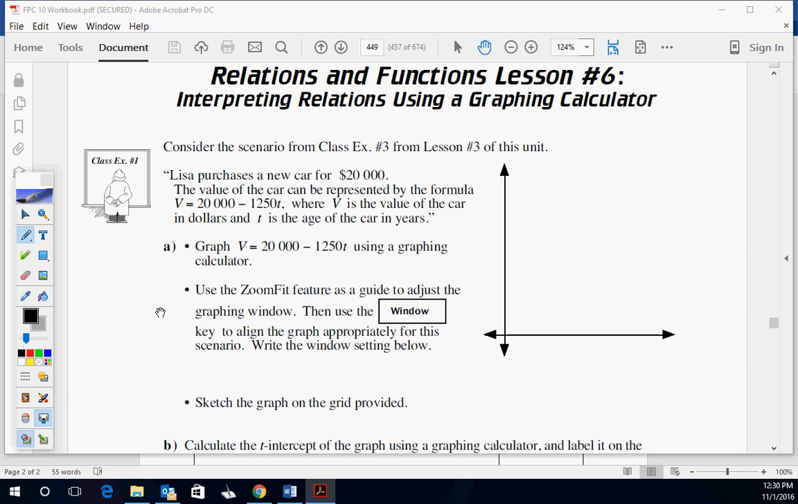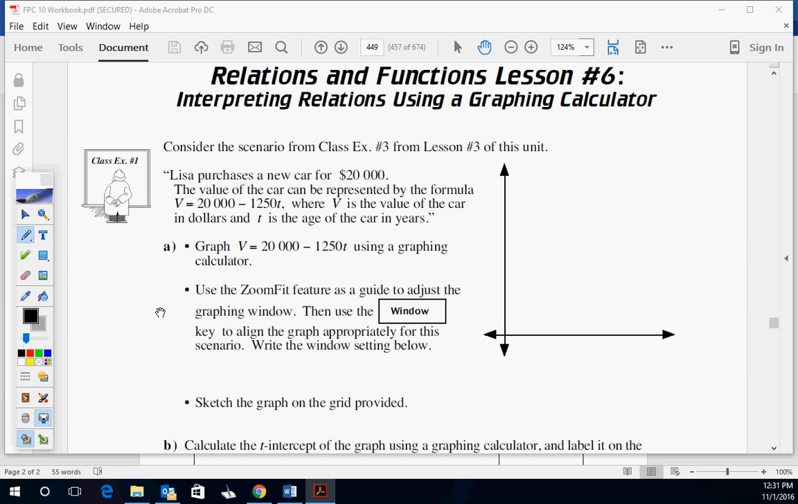Unit 3, lesson 6. This is the one that follows our really long calculator lesson that wasn't recorded. It was a little bit too long, and I think I want to piece it up, so I might get to that later, hopefully. Now we're looking at more applied problems using our calculator.